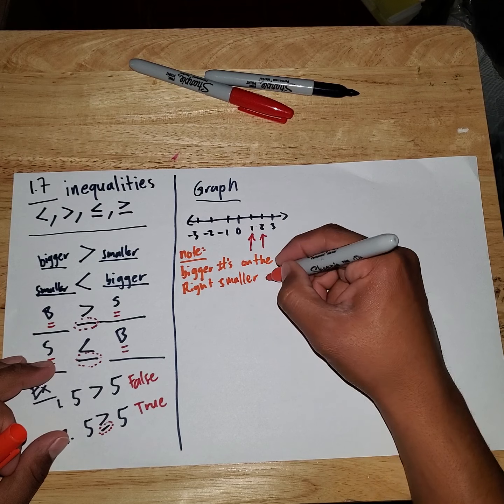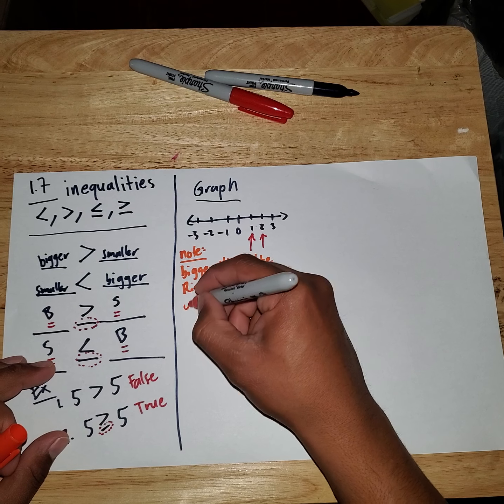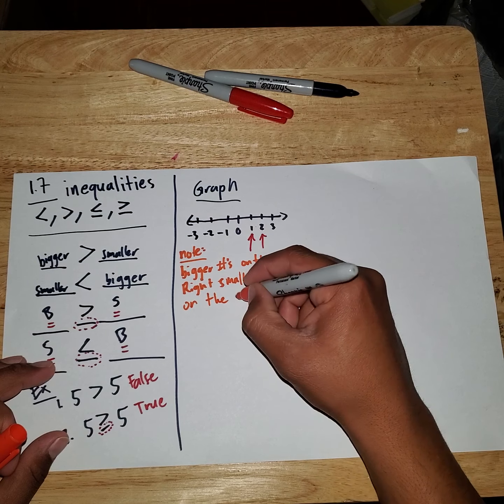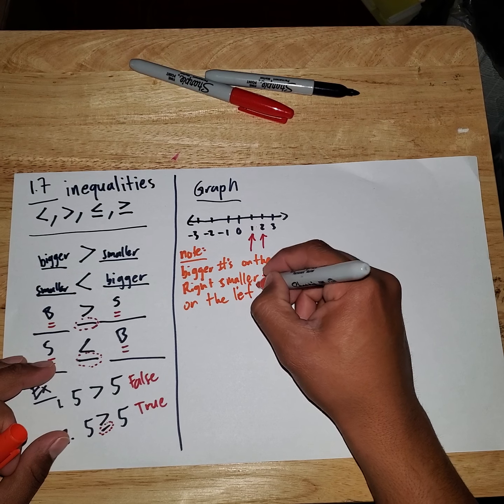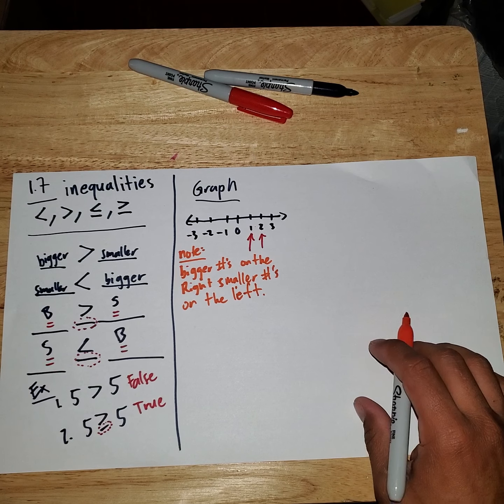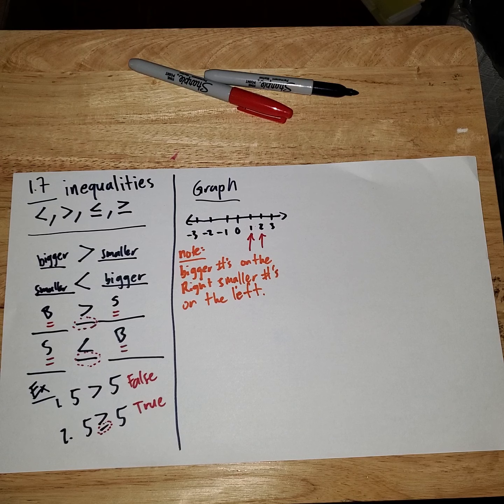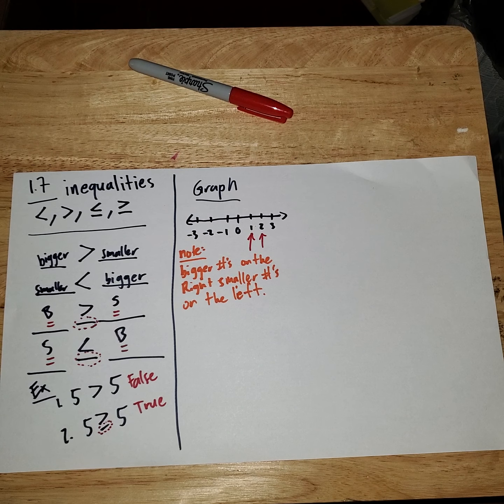Smaller numbers on the left. So just something to keep in mind when it comes to graphing these. So let's look at an example of graphing them.